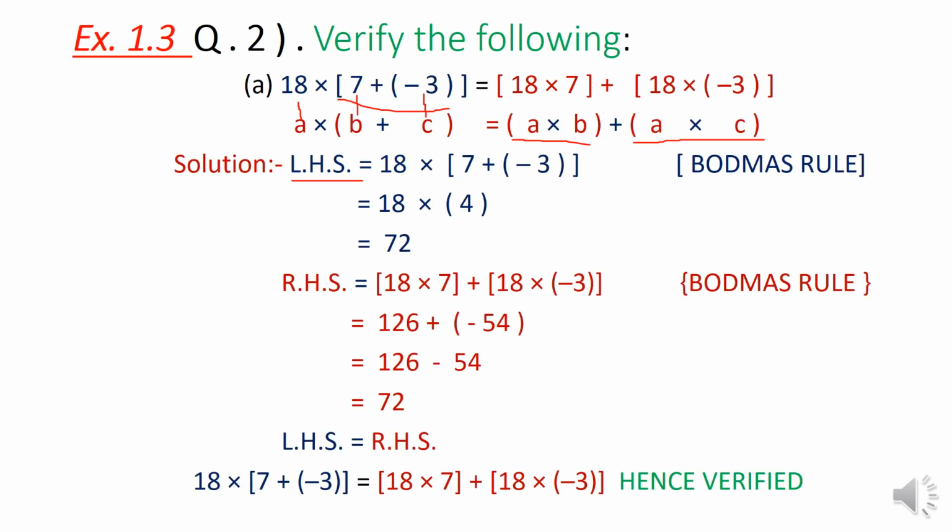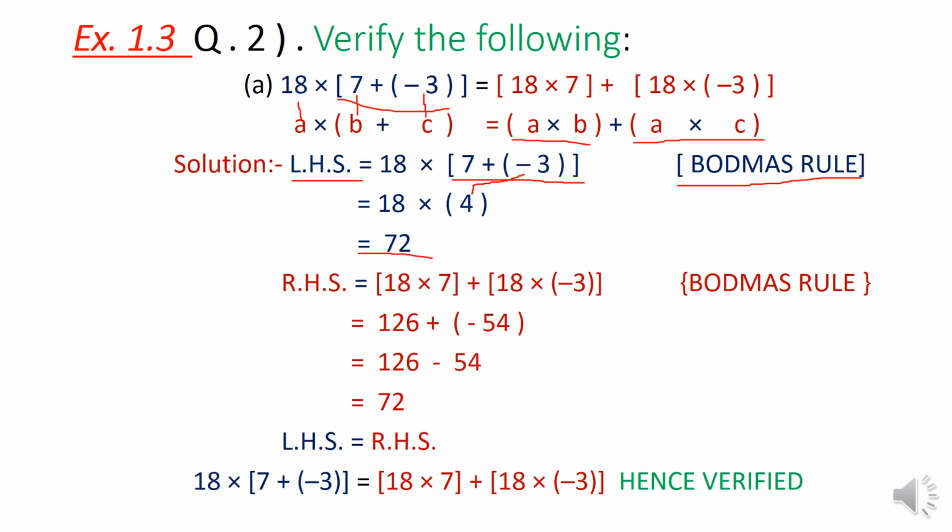Here we have to solve the LHS according to the BODMAS rule, because the bracket is given and you have to open your bracket first. Here 7 is plus and 3 is minus, so they will be subtracted. 7 minus 3, the difference will become 4, and the greater number's sign is plus, so it will become plus 4. 18 multiplied by 4 will become 72. So for the LHS you have got 72.